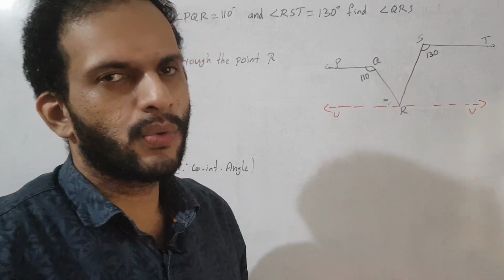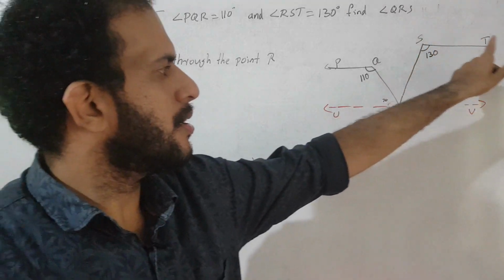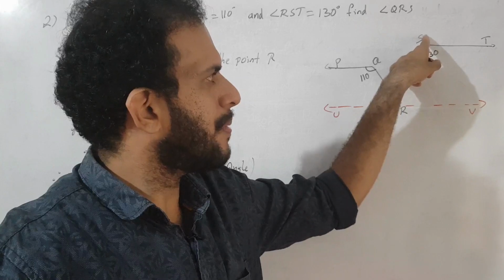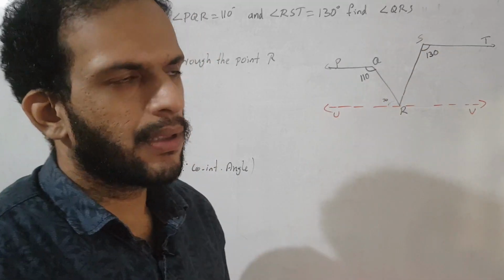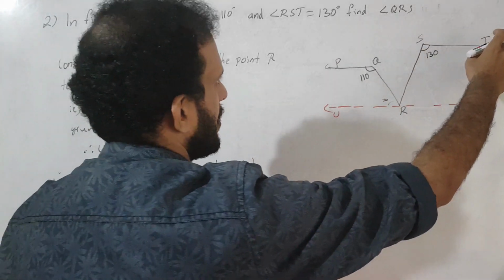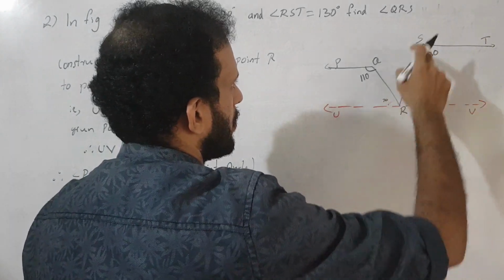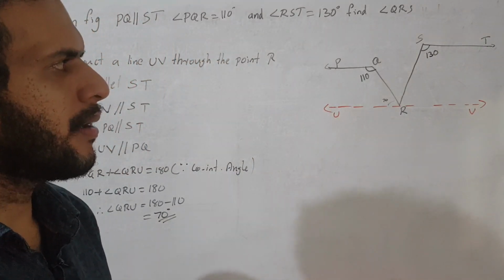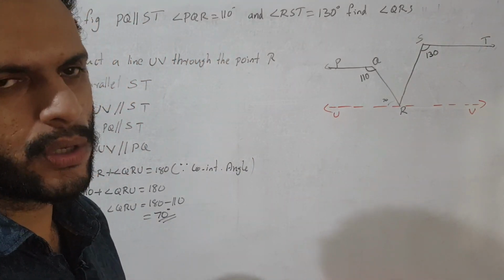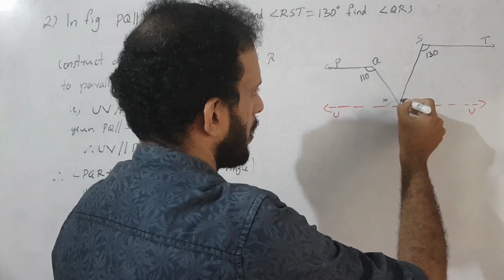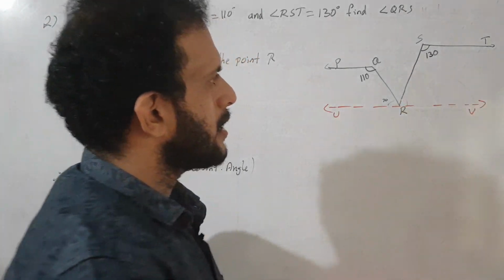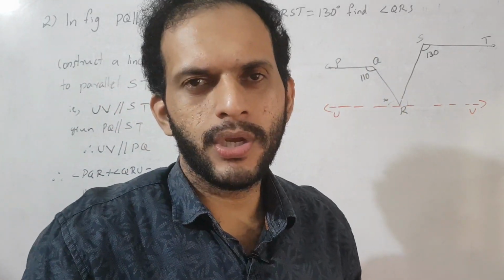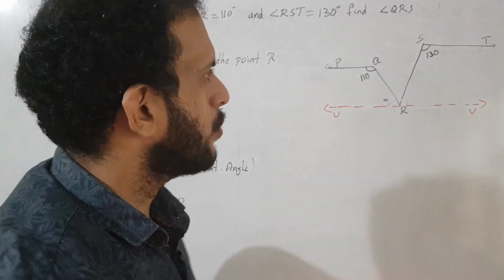The next, we find the value of angle SRV. The same idea. ST is parallel to UV and the two parallel lines are cut by a transversal SR. There exist the angles, angle TSR and SRV. They are also co-interior angles, so here also it is possible to satisfy the property. Co-interior angles are supplementary.